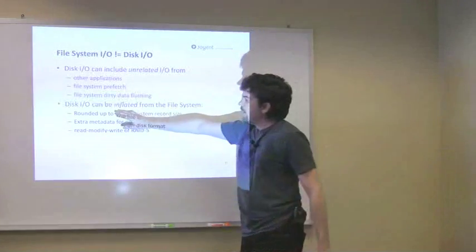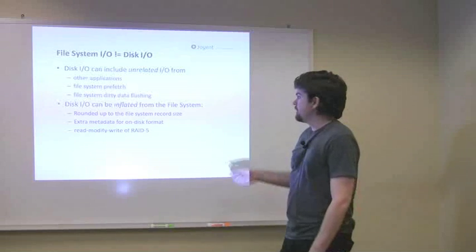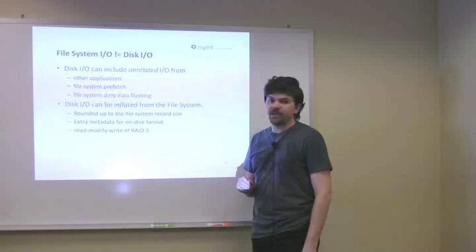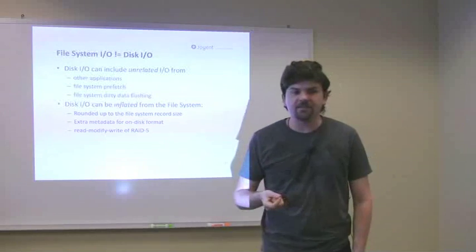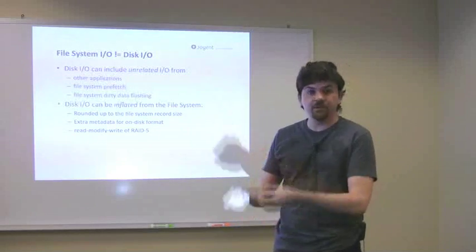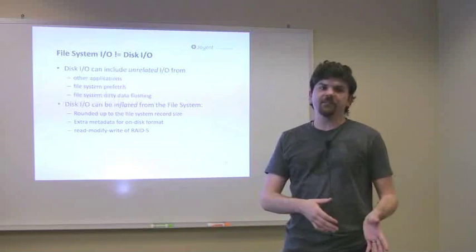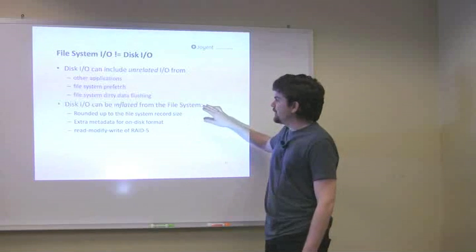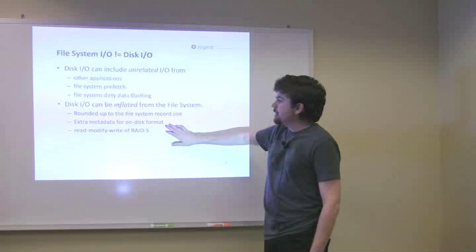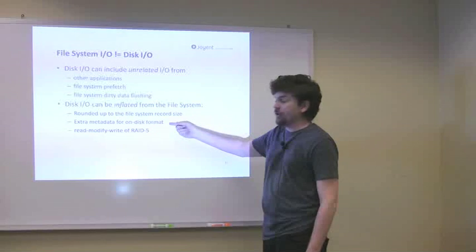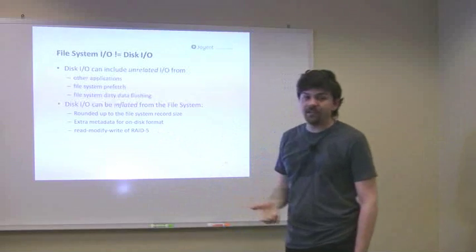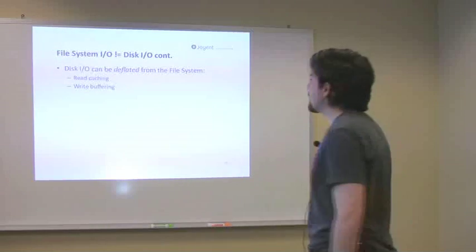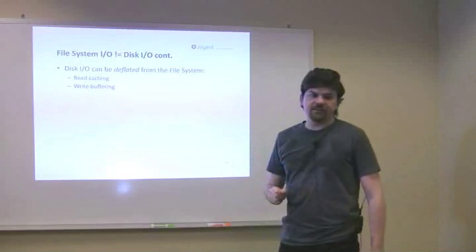Disk I/O, as reported by iostat, can also be inflated from the file system. So it can be rounded up to the file system record size. Your application could be doing 1 byte writes, but it has to round that up to 8K or 128K by the time it writes to disk. It can make it confusing to understand why the disk is doing so much work when you're doing so little work at the file system. You'll also get inflation from extra metadata for the on-disk format, and the read-modify-write cycle of RAID 5. Both make it confusing.